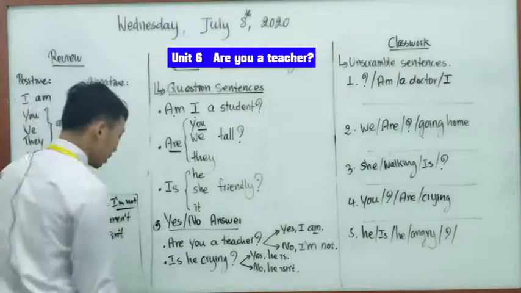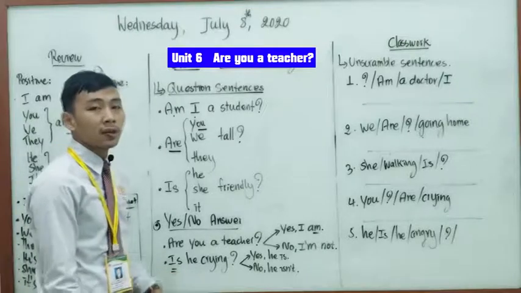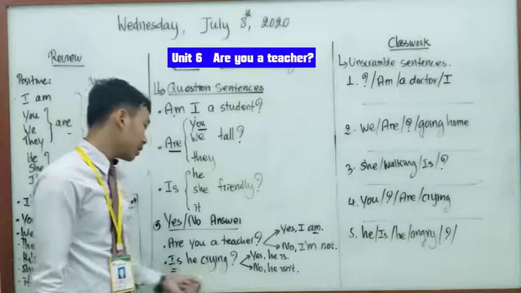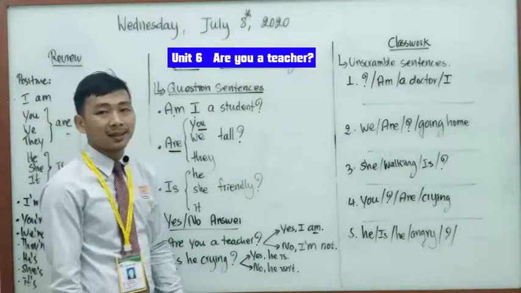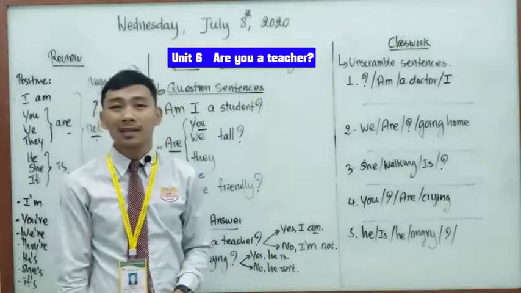Start with is like this. Is he crying? Is is verb to be, right? So that's why the answer must be yes or no. So yes, he is. No, he isn't. And for he isn't, you can say no, he is not. The same. That's it. Okay.